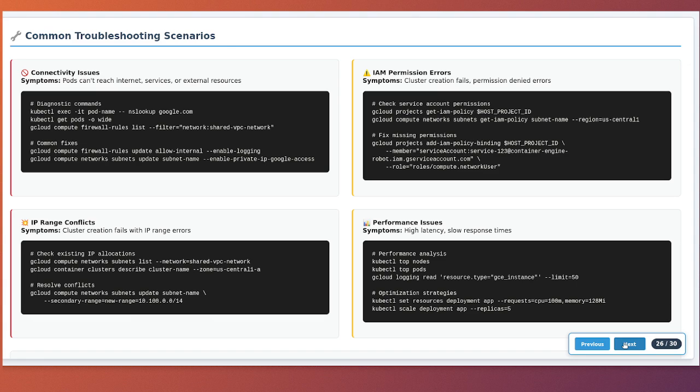Permission-denied errors during cluster creation usually indicate IAM configuration problems. The GKE service account needs specific permissions on both the host project and the target subnet. Double-check that all required roles are granted. Performance issues can be harder to diagnose. Use VPC flow logs to understand traffic patterns, and GKE monitoring to identify resource bottlenecks. Network latency between regions can impact performance significantly. Having a systematic troubleshooting approach is crucial. Start with network connectivity. Verify IAM permissions. Check resource quotas, and then dive into application-specific issues.